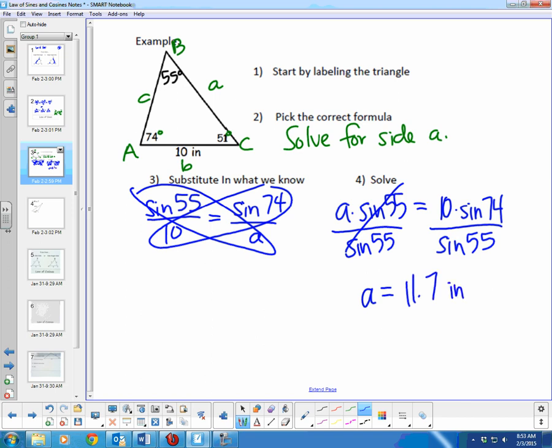Okay, raise your hand if you got 11.7. What? Nope, because it's only the length of this side. It's not area, so it doesn't need to be squared.